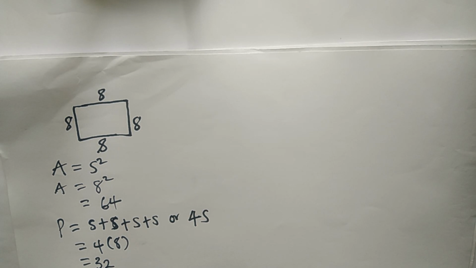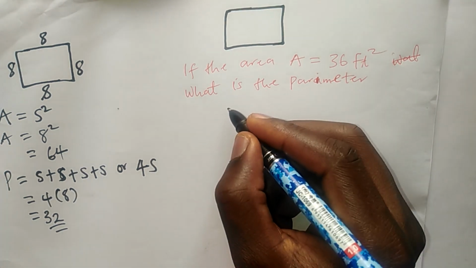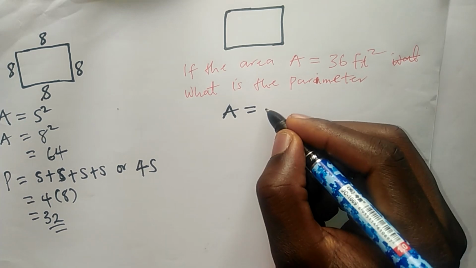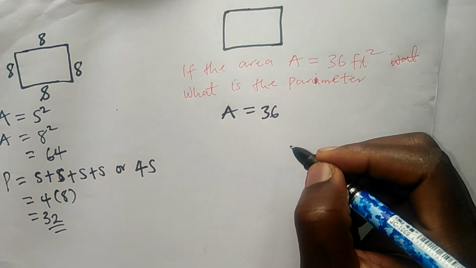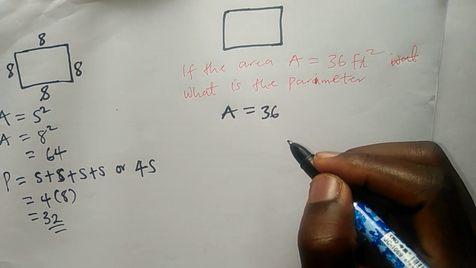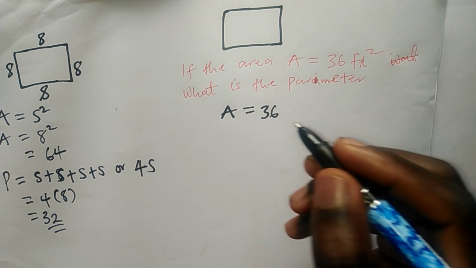Let's take another example of a square. So here is another question involving squares. It says, if the area of a square is 36 square feet, what is the perimeter of the square? Right? So we know the area is equal to 36 square feet. Now, what is going to be the perimeter of the square?